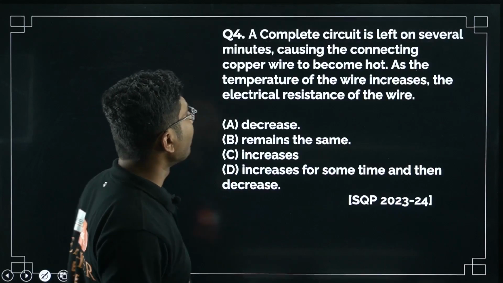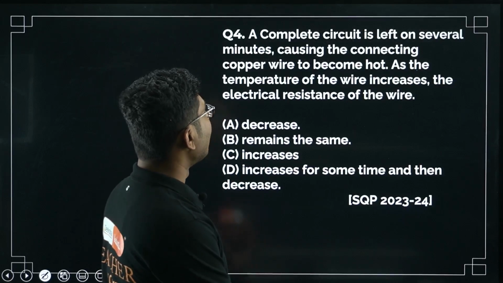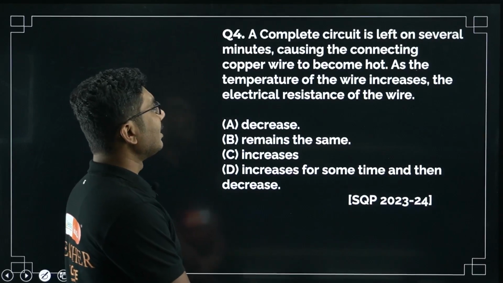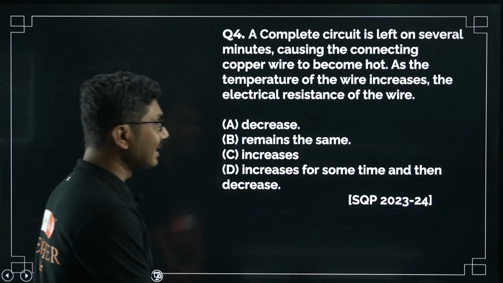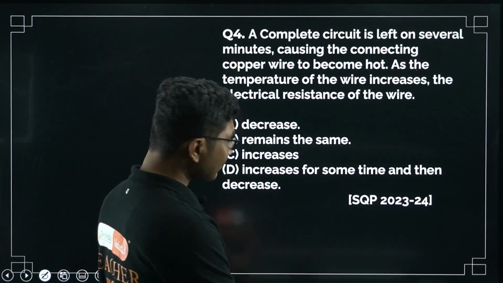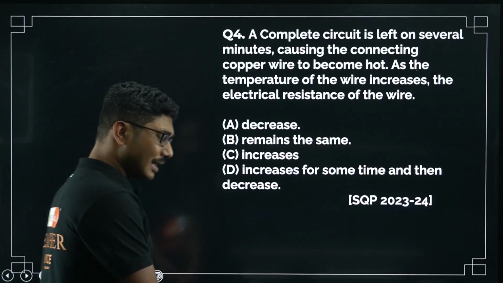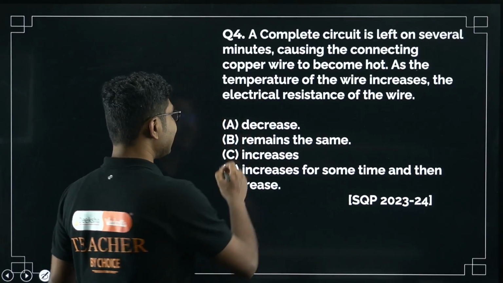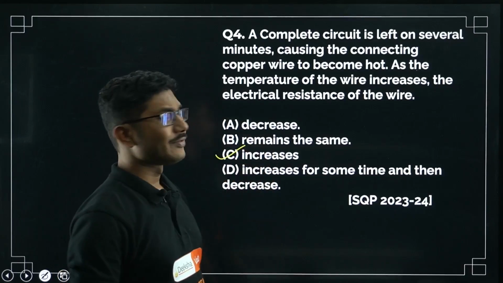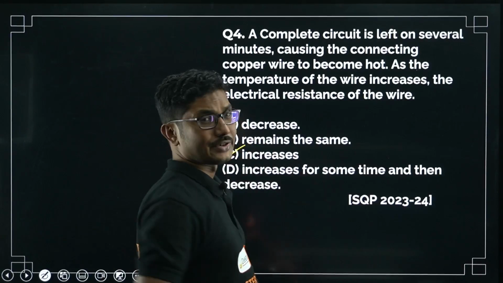Next question: a complete circuit is left on for several minutes, causing the connecting copper wire to become hot. As the temperature of the wire increases, the electrical resistance of the wire... We have discussed that as the temperature increases, the electrical resistance increases. So electrical resistance will definitely increase because temperature is increasing.